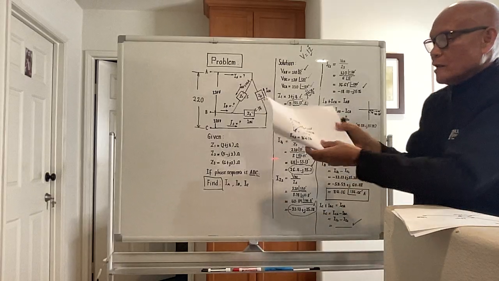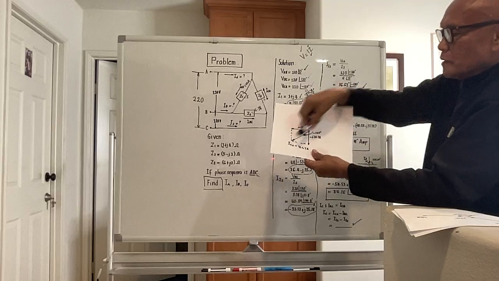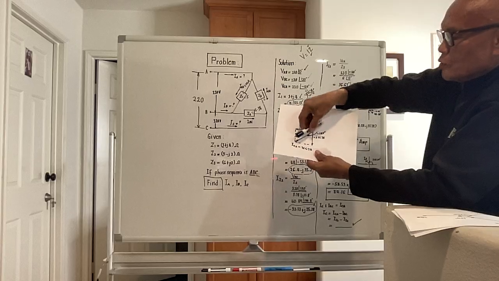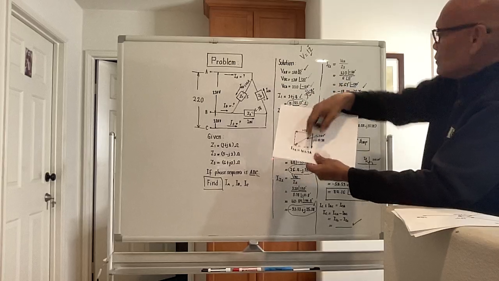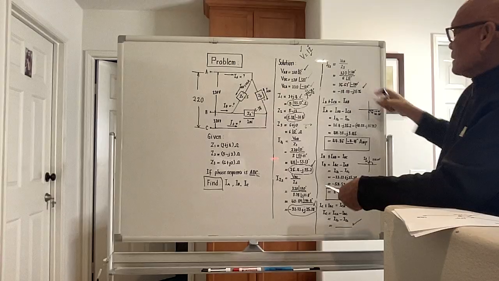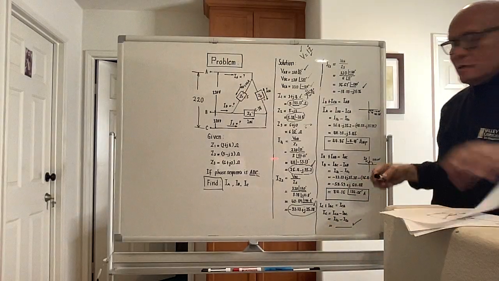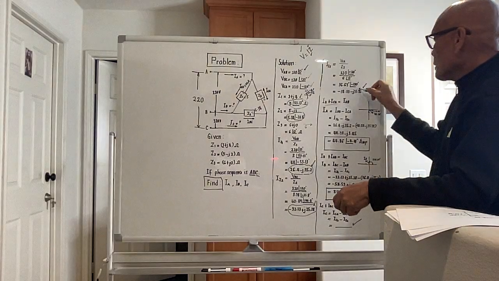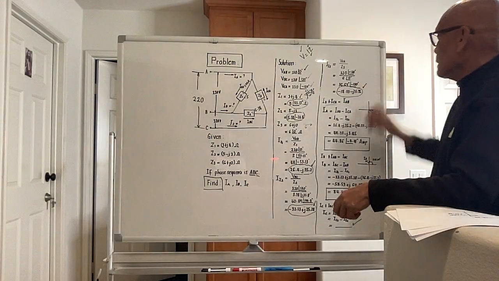This will be the current I sub C3. It's in the third quadrant, real part negative, imaginary part negative, so this will be the magnitude 36.67. So in terms of rectangular, this will be the rectangular equivalent. Right?